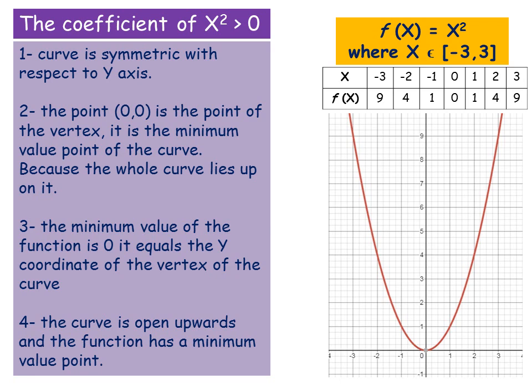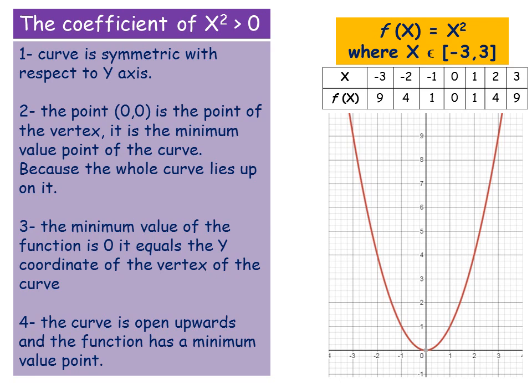Is that right? Yes, that's right. The y axis here is the axis of symmetry. Okay. The point (0, 0), the origin, is the point of the vertex. This curve has a vertex point. A vertex point is the point where the curve changes its direction. Okay? And the curve here changes its direction just after it passes through the point (0, 0). So the point (0, 0) is called the vertex.